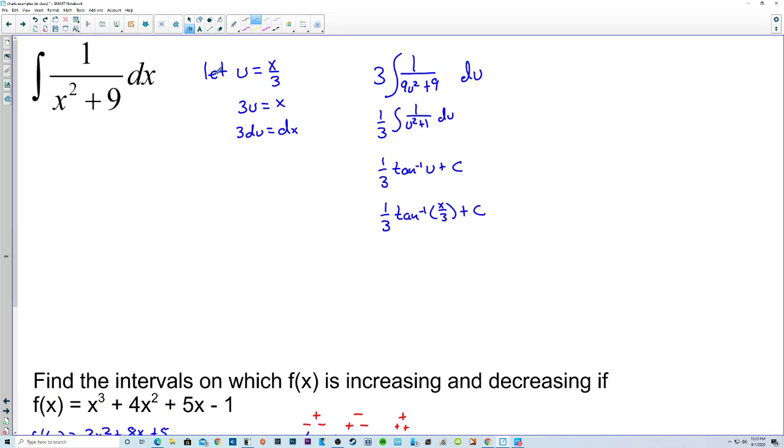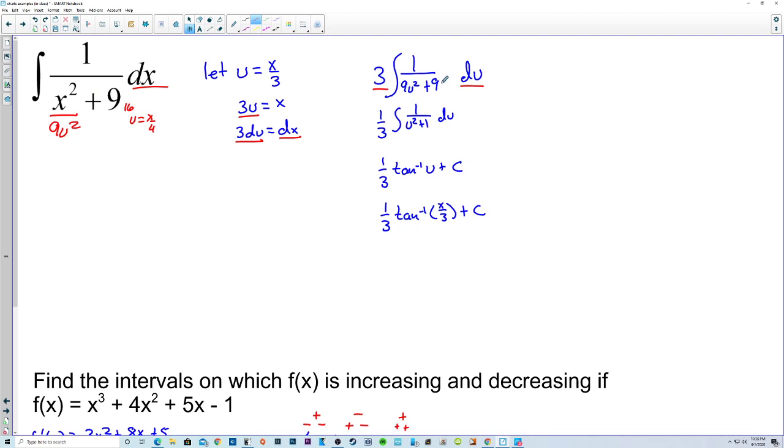On this one, we have let u equal x over 3. If this was 16, we would let u equal x over 4 and so on. And that allows us to multiply both sides by 3. So the derivative is 3 du, and the derivative of x is just 1 dx. Well, now dx is going to be replaced with 3 du. And if we plug 3u in for x, x squared becomes 9u squared. So we have 9u squared plus 9.